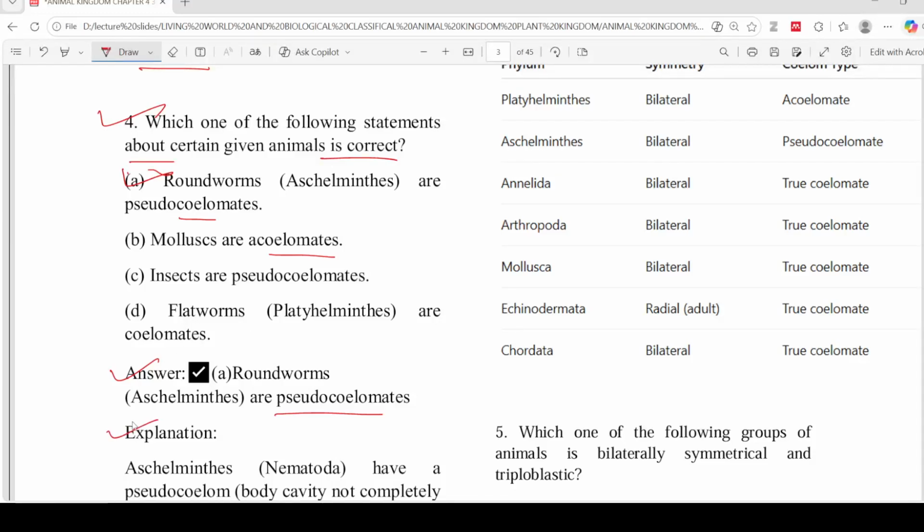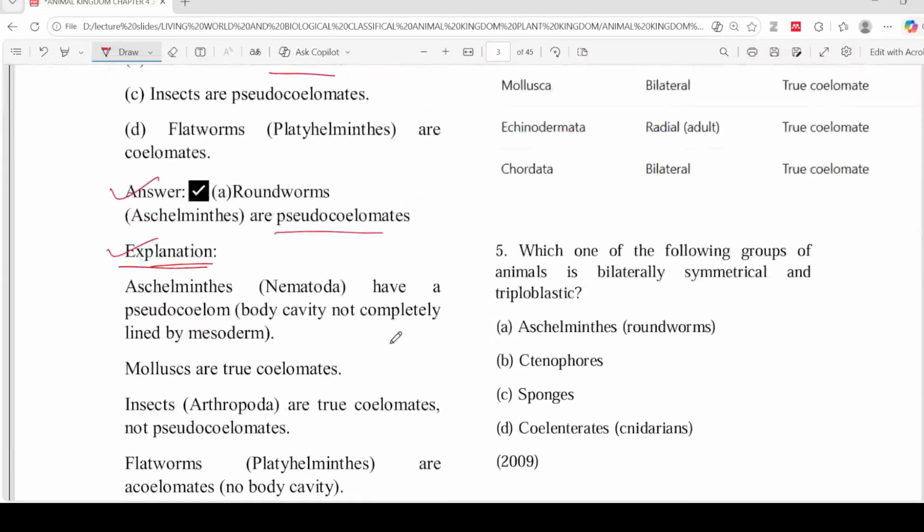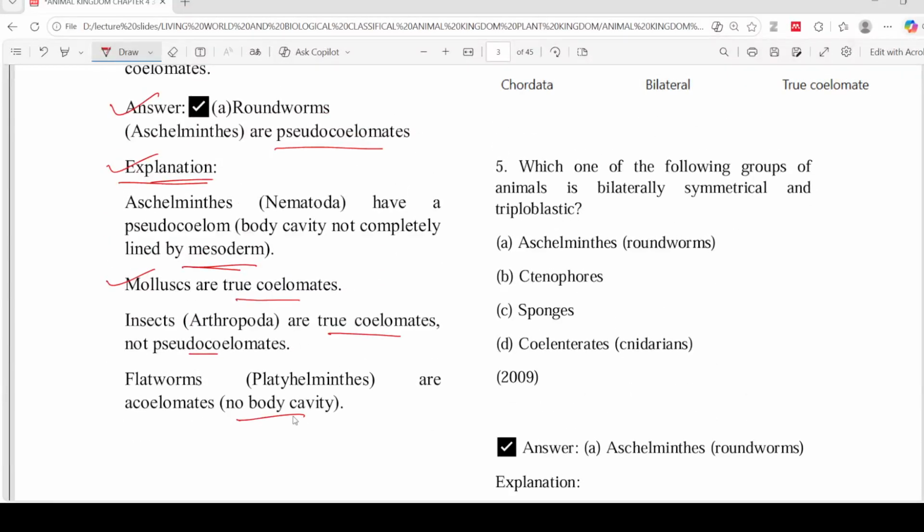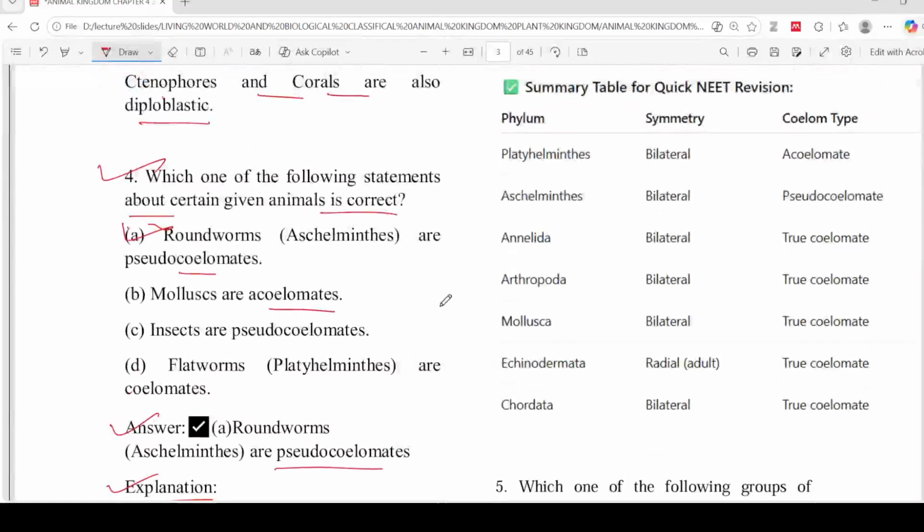So let's move to the explanation for this question. Aschelminthes or nematodes have a pseudocoelomate body cavity not completely lined by mesoderm. Mollusks are true coelomates. Insects or arthropoda are true coelomates, not pseudocoelomates. And flatworms are acoelomates, with no body cavity. They don't have any kind of coelom or body cavity. So this is the explanation for this question. So let's move to the next question.